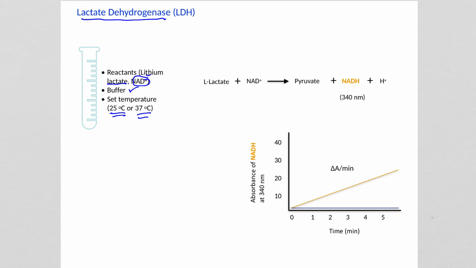Now, out of all these reactants and products, only NADH has a strong absorbance at 340 nanometers. So we could follow this reaction by monitoring the absorbance at 340 nanometers with time. So you can see in the presence of enzyme, the reaction is much faster compared to without enzyme.